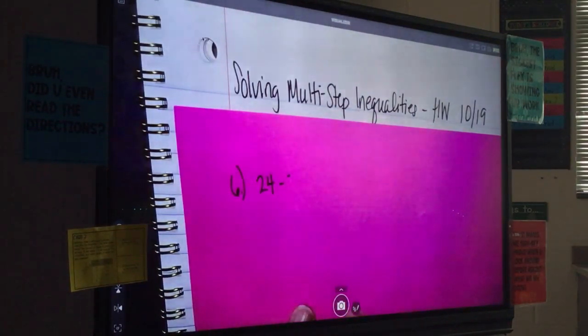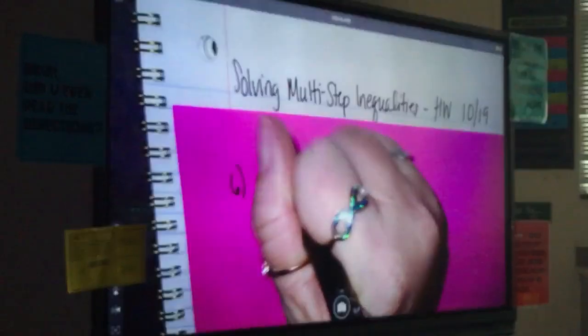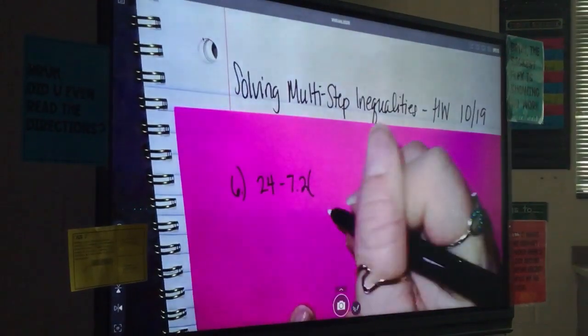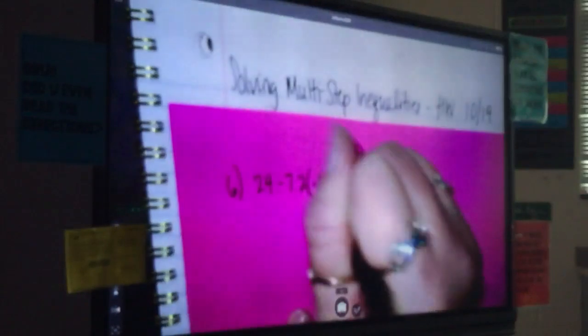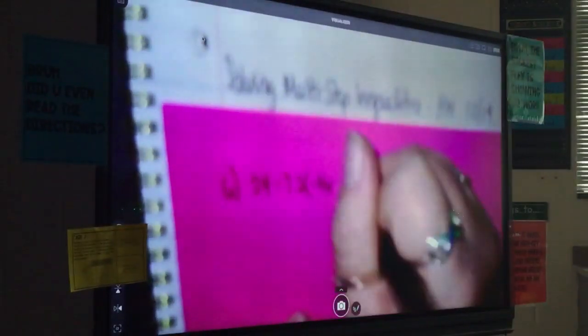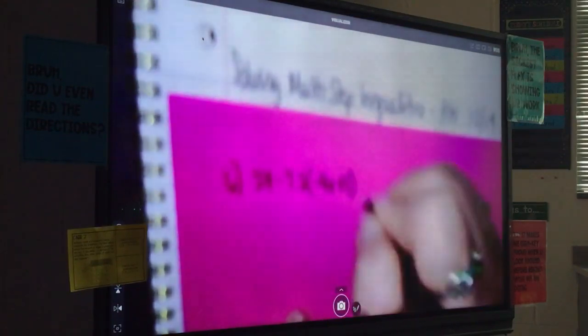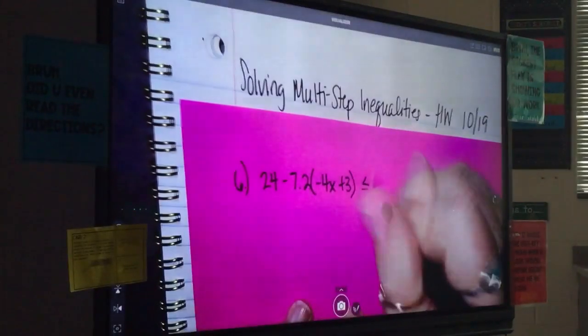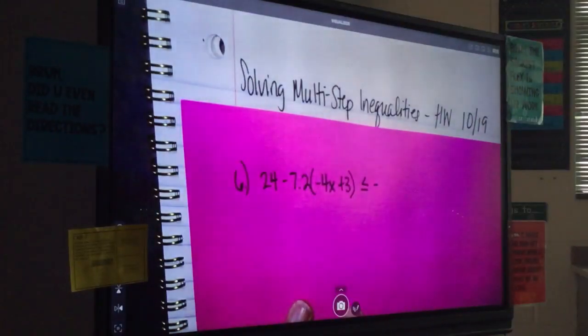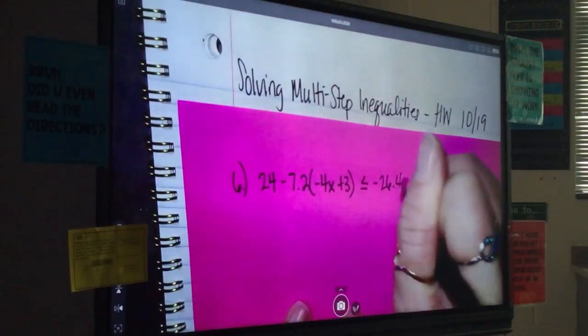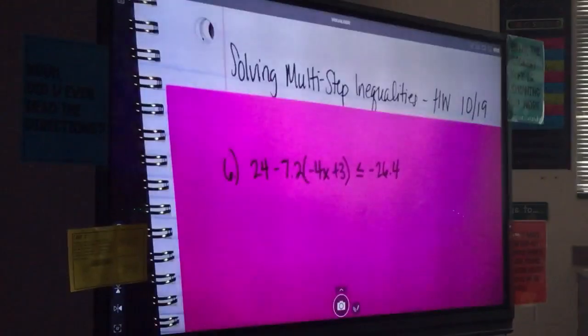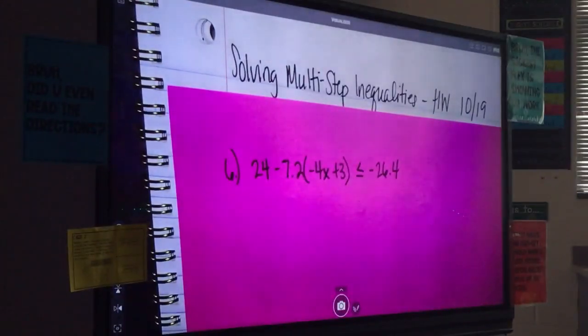All right, 24 minus 7 2/10 times negative 4x plus 3 is less than or equal to negative 26 4/10. So with this one, raise your hand and tell me, what do we have to do first? What do we have to do first, Jeffrey? Distribute 7.2.